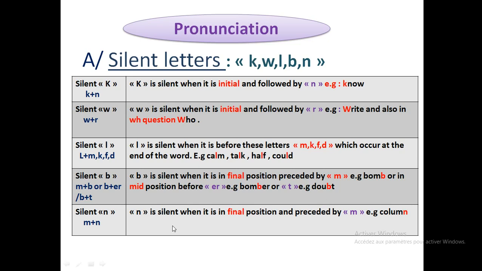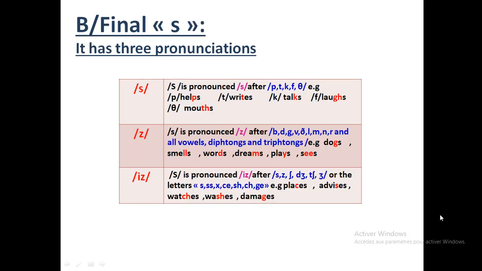The last letter is silent N. M plus N. The N is silent when it is in final position and preceded by M. Example, column. هنا ال N كي تكون في لافان تاع الكلمة وقبلها تكون M. In this situation, the N is silent. It is not pronounced. The second lesson is final S.